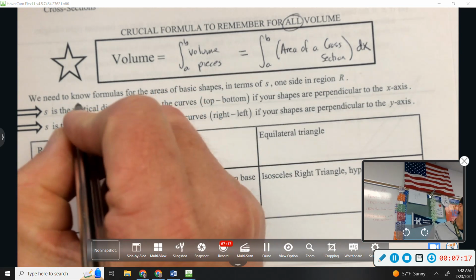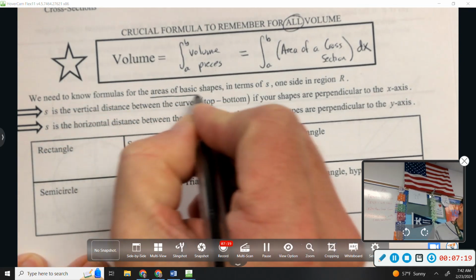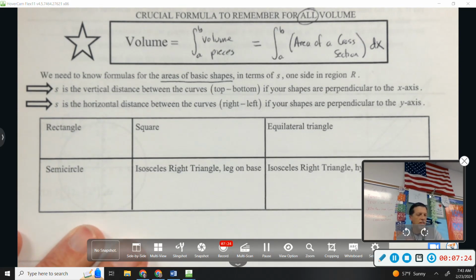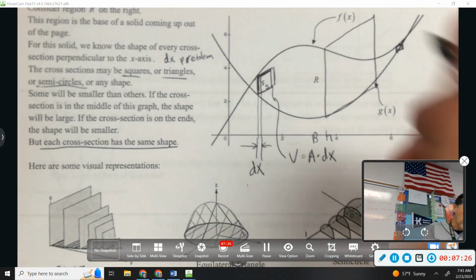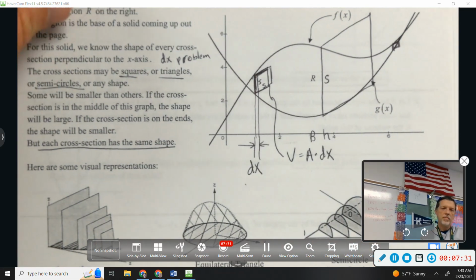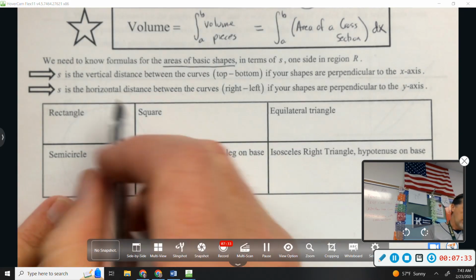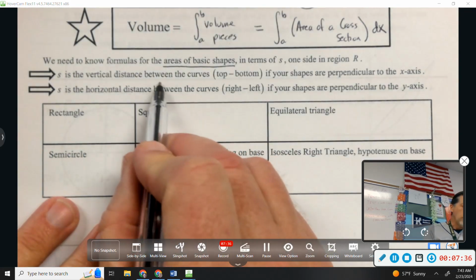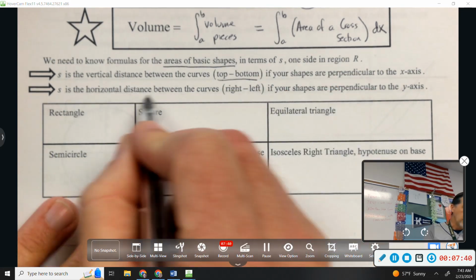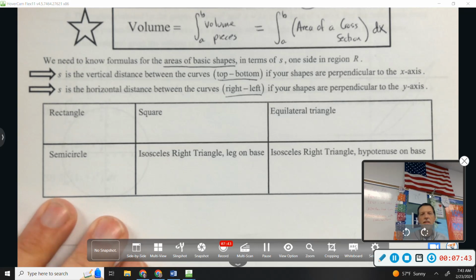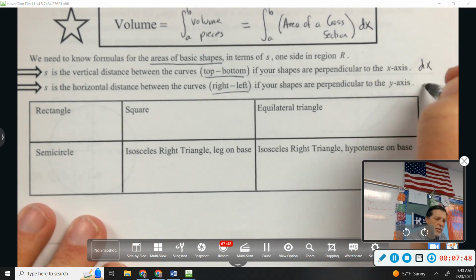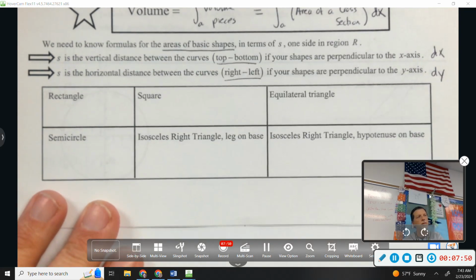Well, maybe this is obvious, but we'll need to know formulas for the areas of basic shapes in terms of S, one side, the side that's in the length. We almost always call that length S. S is either the vertical distance, top minus bottom. So there's that top minus bottom thing again. If it's the horizontal distance, then it's right minus left. And like yesterday, we prefer dx problems, but sometimes we get stuck doing dy problems.